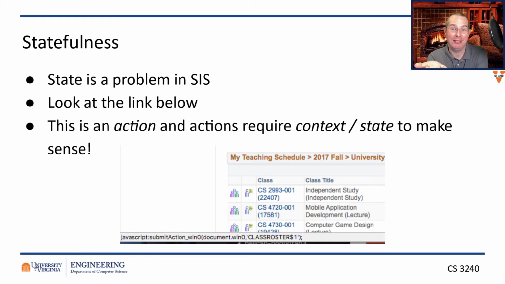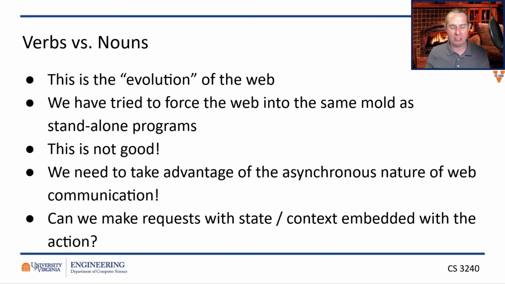Those are function calls. And that's not necessarily a bad thing, but a function call only works if you know what state is happening. So if you look at this function call, it's having to pass some notion of state over, because how does it know what class roster $1 is or $0 is? It has to know the page it's coming from. So that's why state is such an issue.